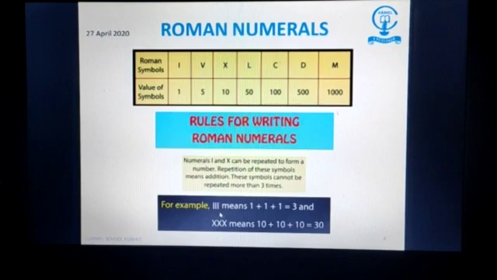For example, I is repeated 3 times here. So that is 1 plus 1 plus 1 is equal to 3. And in the same way X is repeated 3 times. So 10 plus 10 plus 10 equal to 30.